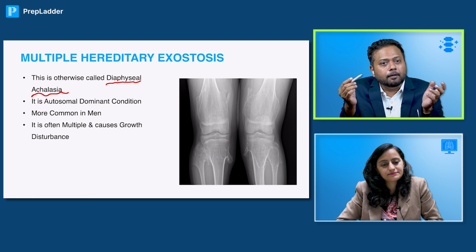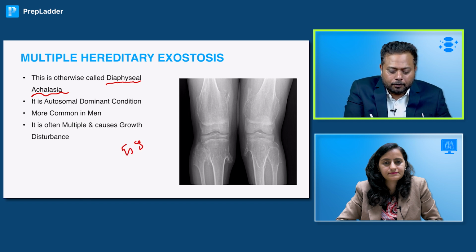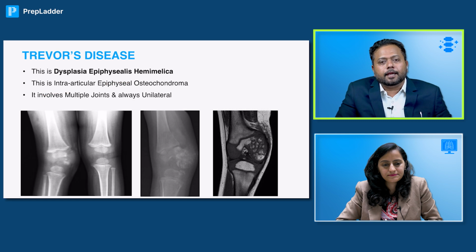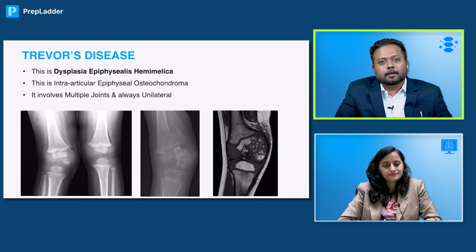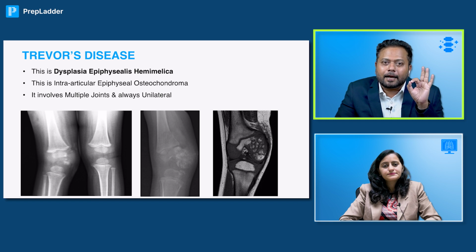It is often multiple, and it can present with growth disturbance, and the age of presentation of hereditary multiple exostosis is not puberty, it is around 5 years of age. So it is causing growth disturbance. The next variant is Trevor's disease. Okay, so hereditary multiple exostosis happens in the diaphysis. Classical osteochondroma or exostosis happens in the metaphysis.